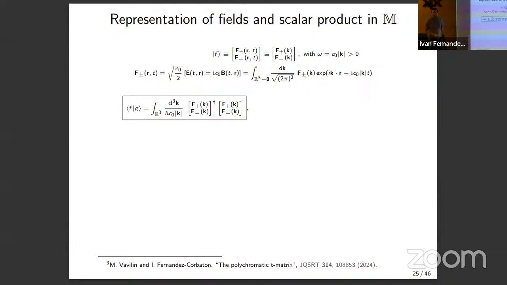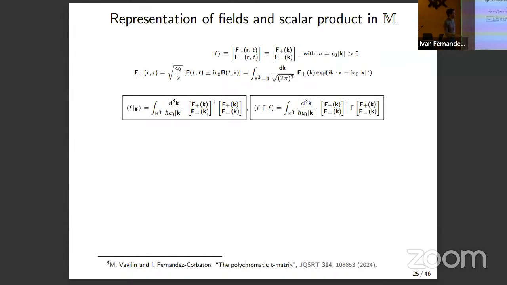And this is the scalar product. This is from the 60s, as far as I know. It's an integral in phase space. And if you want an average of something, like energy, then you stick the operator in the middle, and then you need to know how gamma acts on these fields.